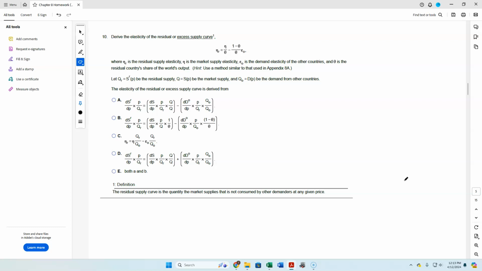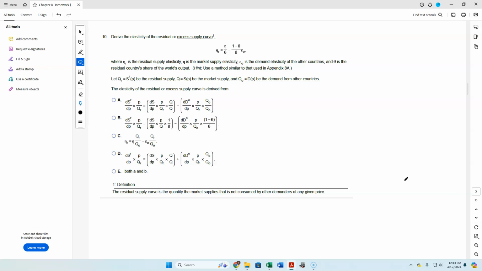Okay, now we need to derive the excess supply curve here. We're not going to... how do I want to address this? We're not going to be doing this, I guess, is really the best way to say this.